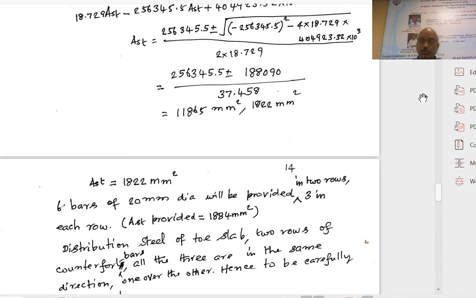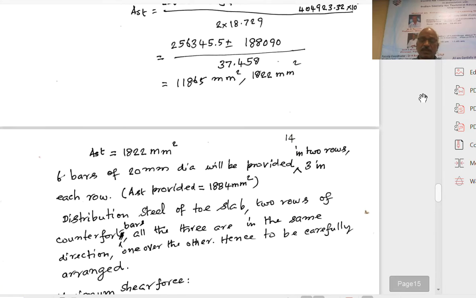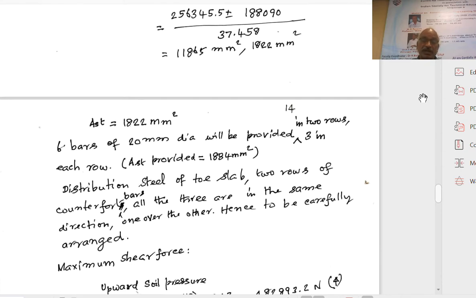Distribution steel of the toe slab, 2 rows of counterfort bars. So the main bar is in the longitudinal direction, that is for the toe slab at the bottom. On top of which you are going to provide the distributors in the horizontal direction. In the same direction, on the top we are going to provide 2 layers of main bars. So you will have to take suitable precautions when we arrange the reinforcement one over the other. So that is what is mentioned in the paragraph.